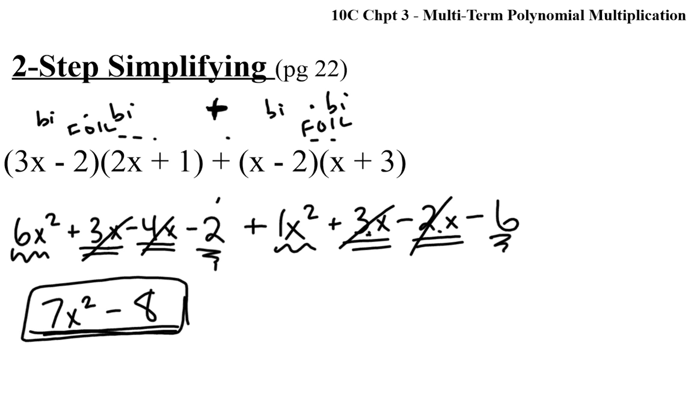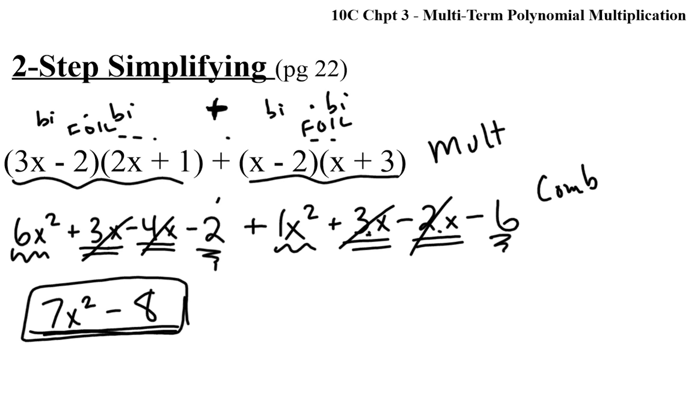2 steps, because you need to do the multiplying first and the combining second, because there's 2 separate sets of multiplying.